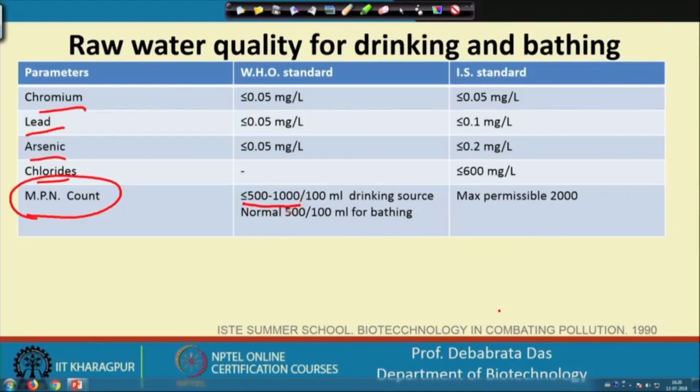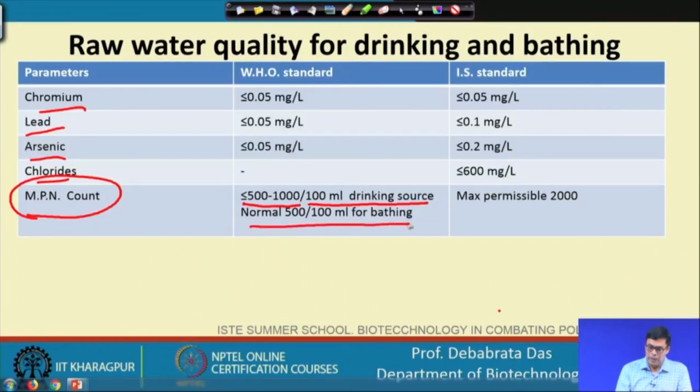Now, if the MPN number is more, that indicates that it has come in contact with that, and this is the indirect indication that it contains a lot of pathogenic organisms. So, if we take that water, it will infect our system. This is a great concern. So, it should be less than 50 to 500 to 1000 per 100 milliliter of drinking water source. Normally, it should be 500 per 100 milliliter for bathing. But actually, if you look at the water used for drinking purpose and water used for bathing purpose, their quality is more or less the same.